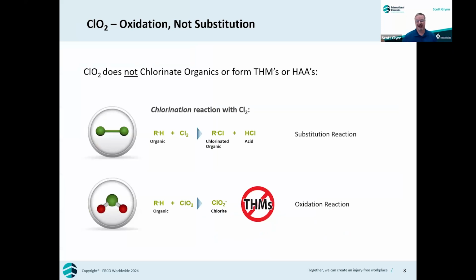Because chlorine dioxide reacts only via an oxidation process, it does not form chlorinated organics, trihalomethanes, or haloacetic acids. In fact, chlorine dioxide reduces the formation of these THM and HAA precursors. On the other hand, chlorine, which can react via 3 different methods, oxidation, addition, and substitution reactions, form halogenated organics, including the THMs and HAAs.